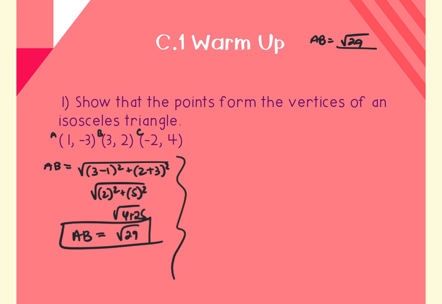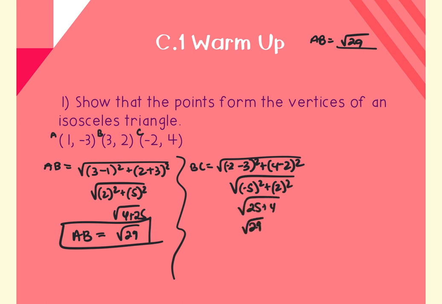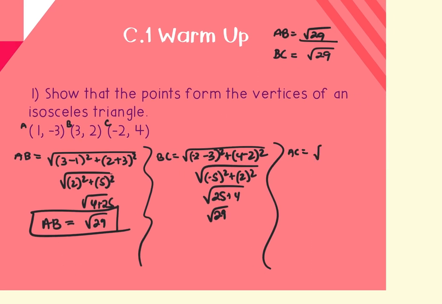Then I can do BC. So negative 2 minus 3 squared plus 4 minus 2 squared, and I get the square root of negative 5 and 2, and I get 25 plus 4, and there's my 29. So I got lucky by picking those two first to show that this is already isosceles. You could have graphed them to try to give you an idea, but also on your quiz, it's going to ask for all three side lengths anyways, so you're going to end up doing all of it anyways.